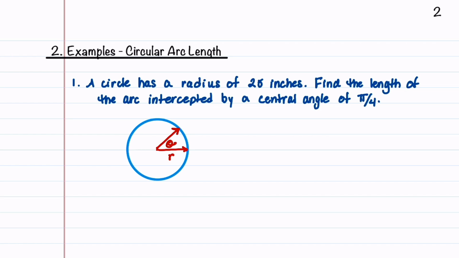It's always good when you're completing a problem to write down the information that you're given. So let's write down that r is 25 inches. And you always want to include units with that. And theta is pi over 4. Let's now draw the length of the arc in purple.